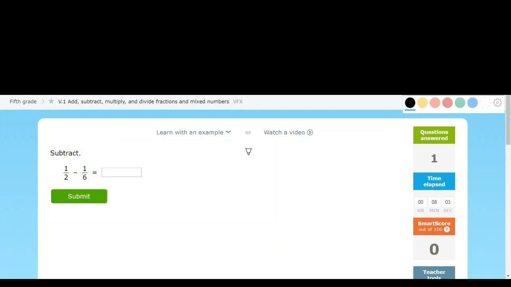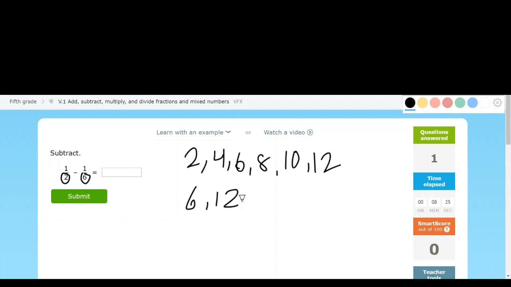Here's another problem. Notice how we're subtracting fractions now. Well, luckily, the process is very similar to adding fractions. We look at the denominators of the fractions, 2 and 6. They're not the same, so we have to find the LCM. Well, let's skip count by 2s. Then we're going to skip count by 6. Notice how they first meet at 6. So that is our LCM.